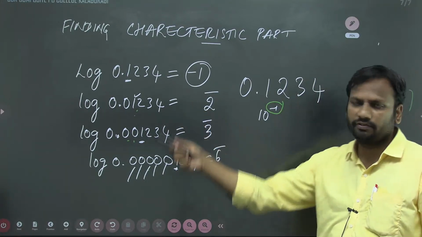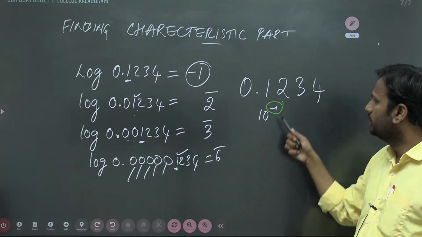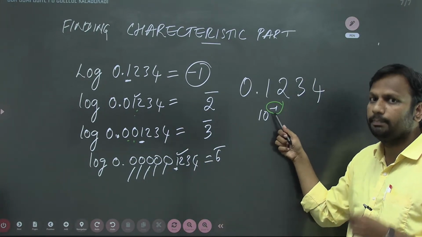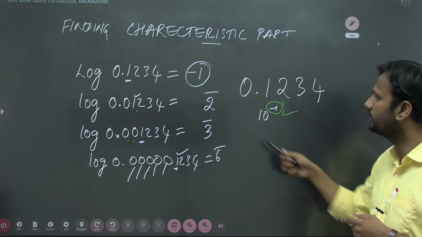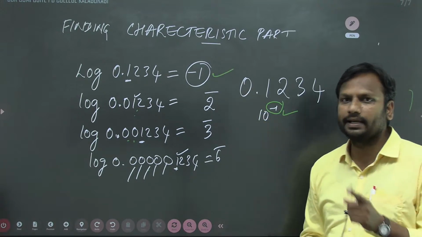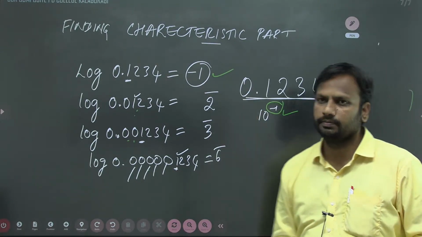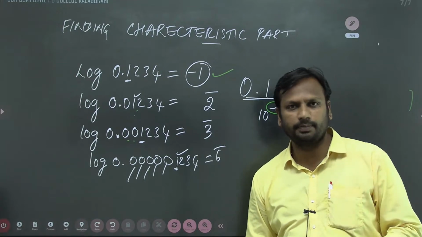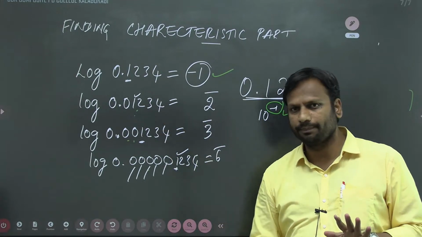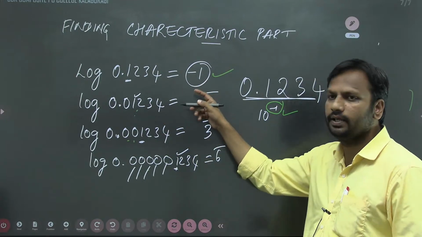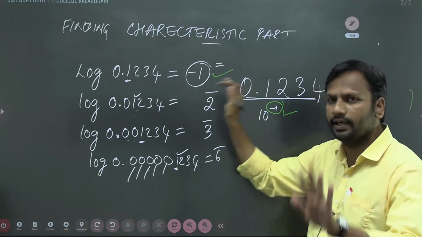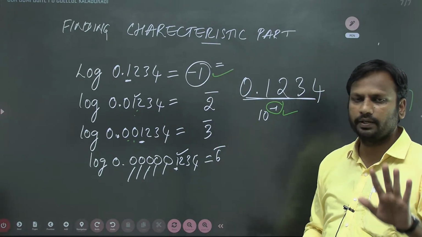So with the base 10, of course, we are dealing with the common logarithm here. What is the power, students? Minus 1. This power, minus 1, is nothing but the characteristic part of this number, 0.1234. Got it? Of course, it is a negative characteristic part that you got here.